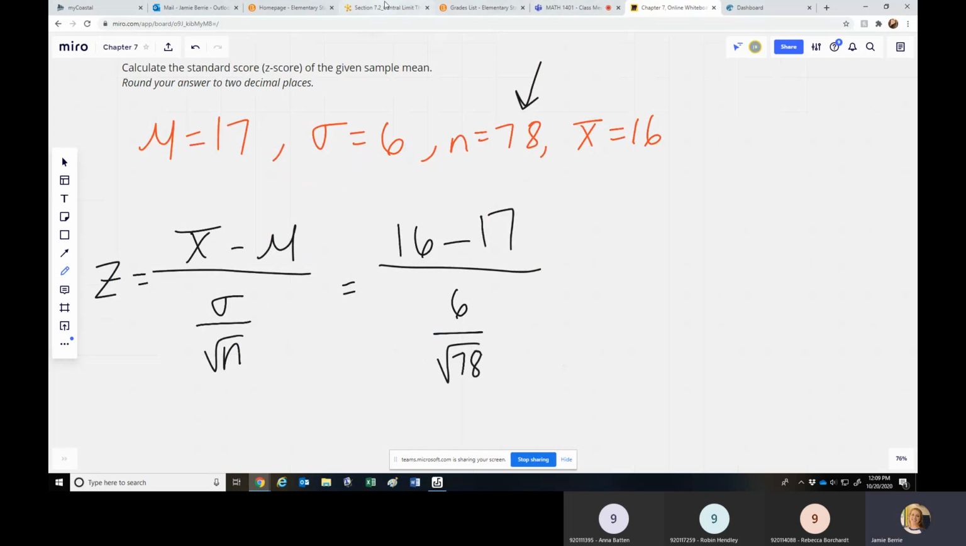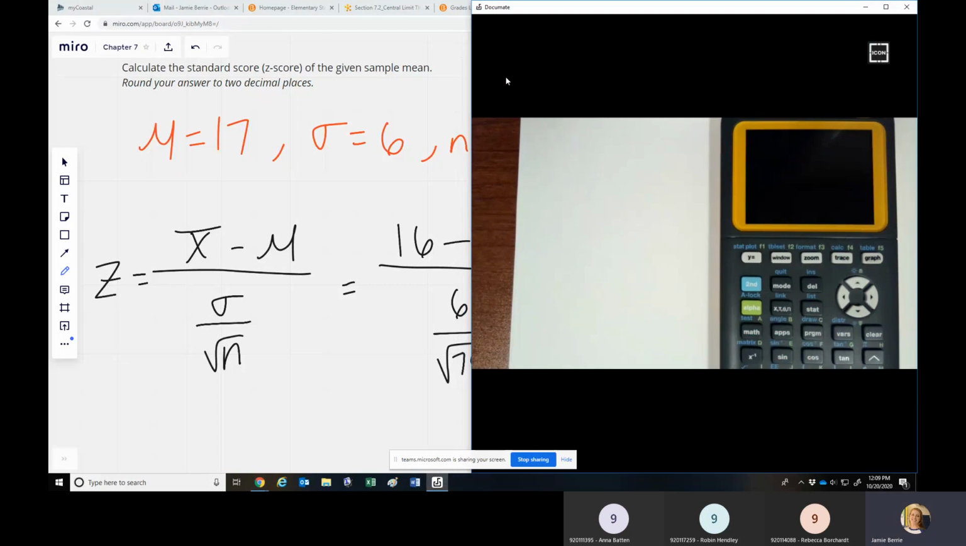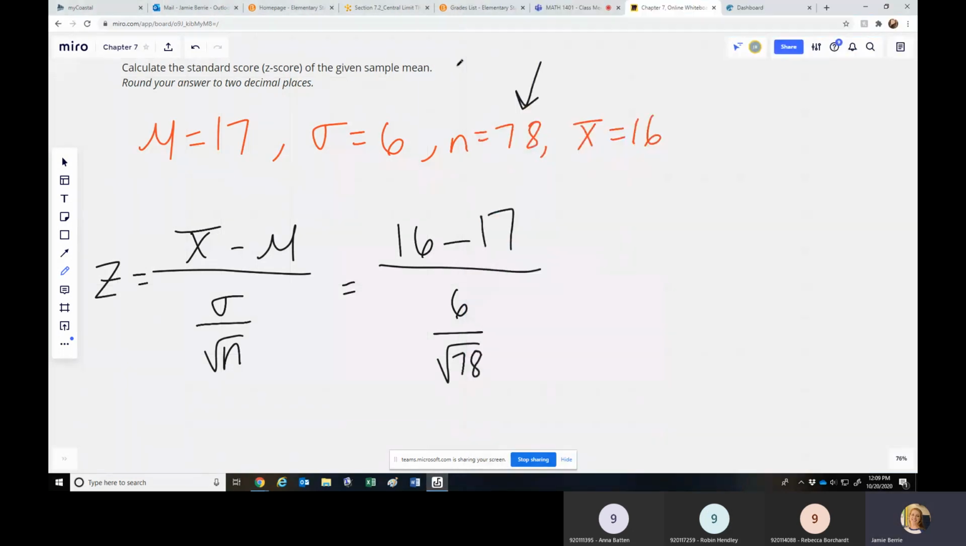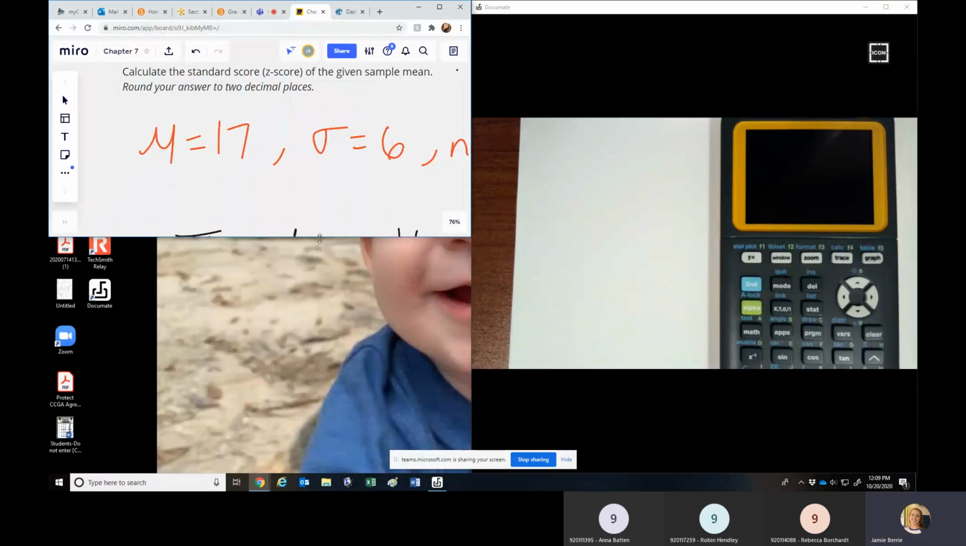All right, let me just make sure. Yep, just making sure all my numbers were correct. All right, here's my calculator. Let me see if I can scoot it over a little bit. There's my little boy right there.